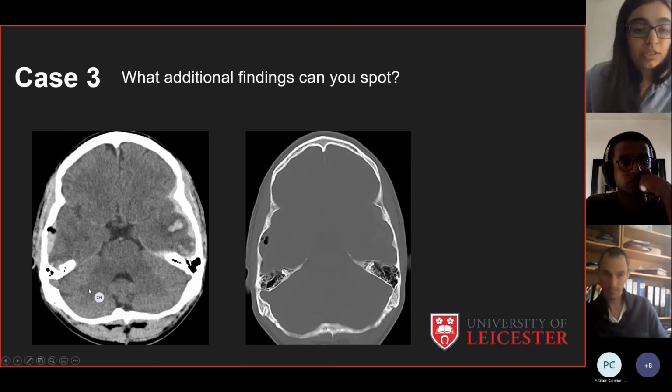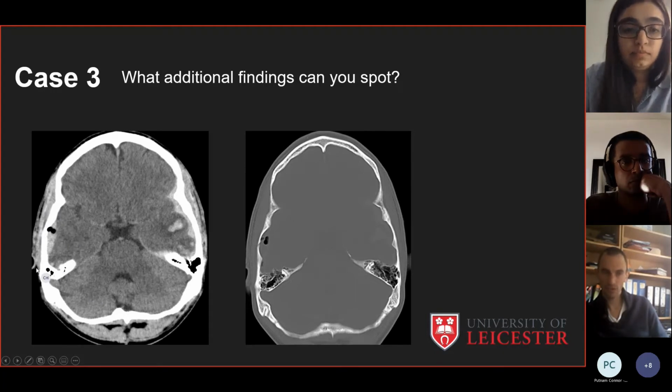So does someone want to name the first finding? If I point out to this area here, what are we seeing here? Epidural, this one. Yep, and corresponding to that extradural, what are you seeing on your bone windows? Fracture. Yep, and in addition to the fracture? Pocket of air. Yes, fantastic.